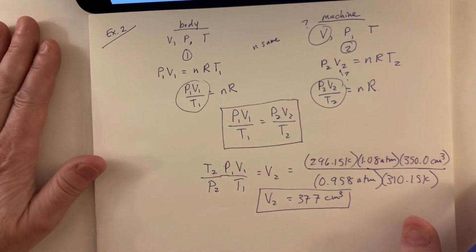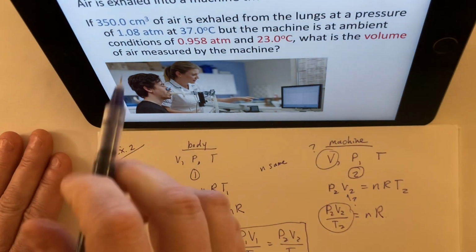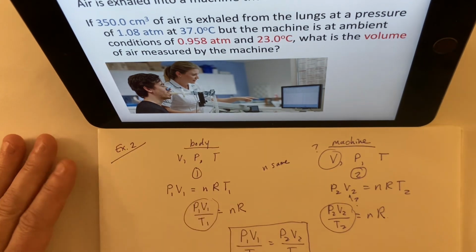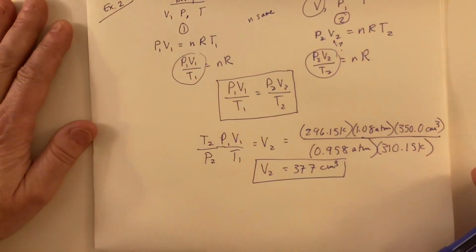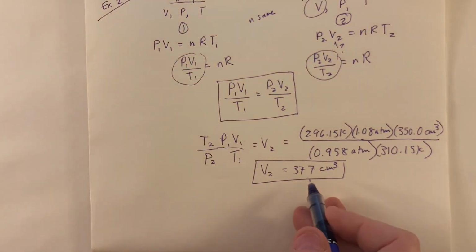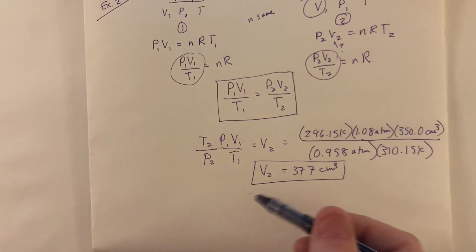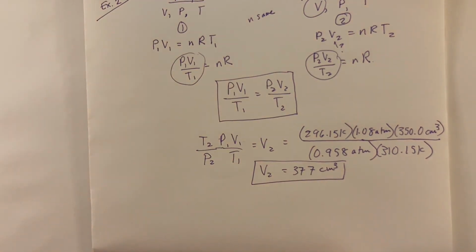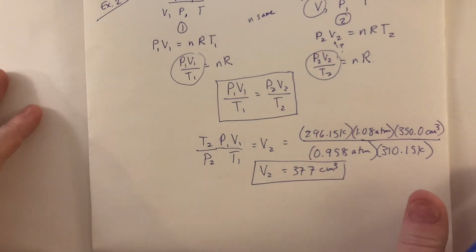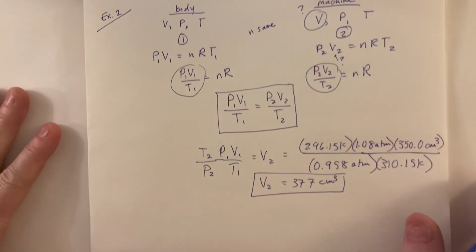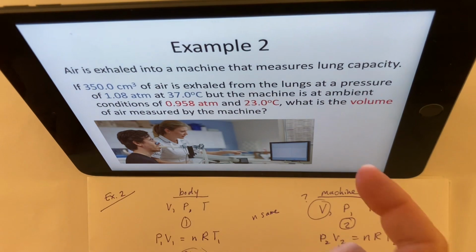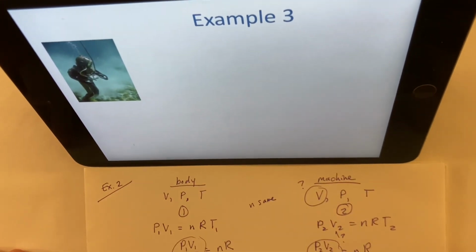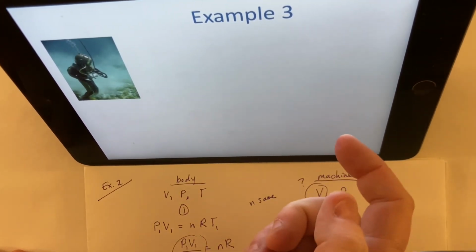So the original volume of air exhaled is 350, and once it goes in the machine, it's measuring more lung capacity. So you hope the machine is calibrated and realizes what it truly is. So that's example 2. Let's try another example. Example 3.